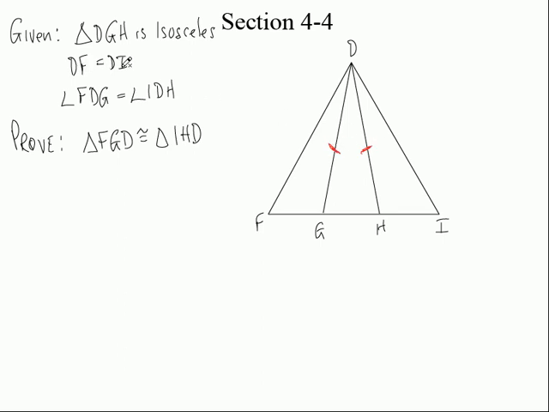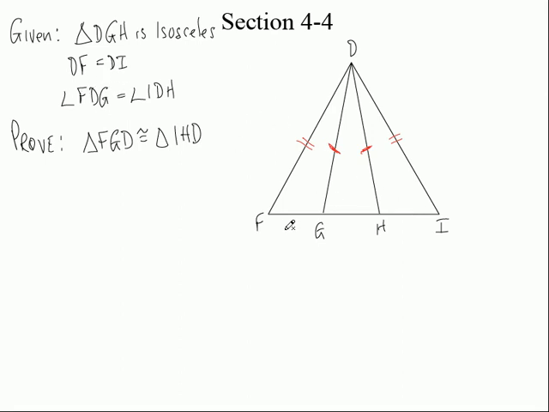Let's do the rest. DF equals DI. DF is this one right here. DI is this one right there. So far, I've got two sides equaling two sides. If I knew the third sides were equal to each other, then they'd be congruent because of side, side, side. But I don't know anything about FG and IH, do I? So let's figure out what else.